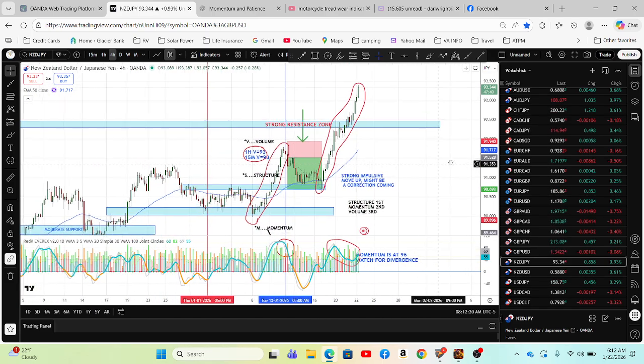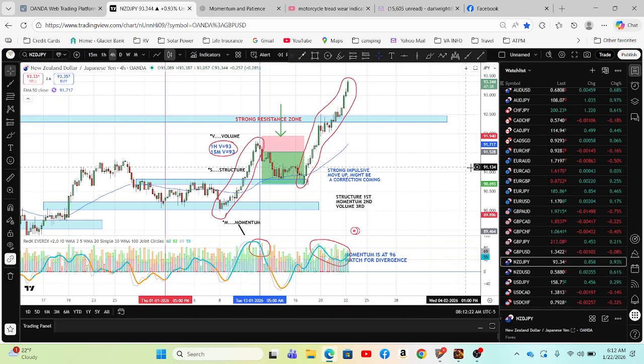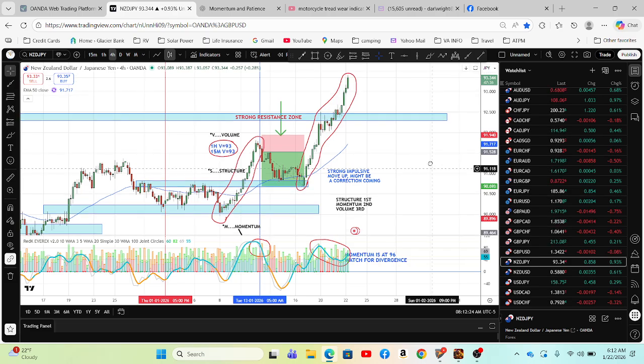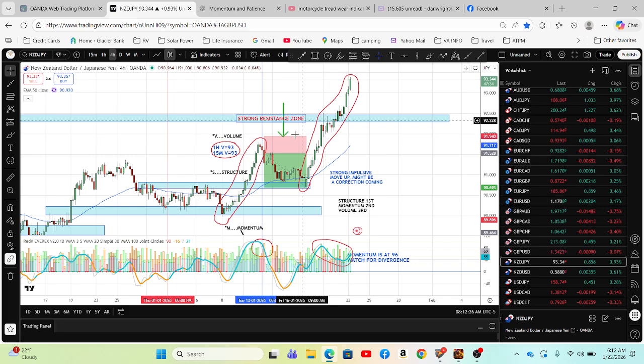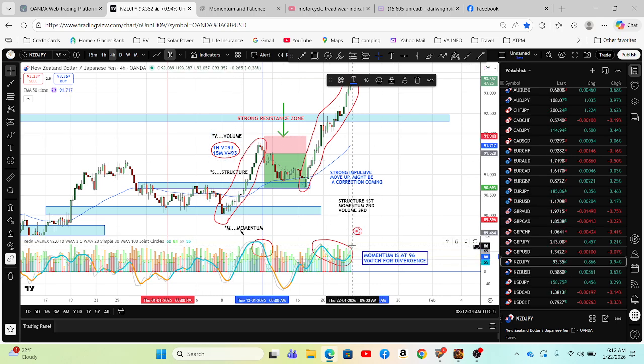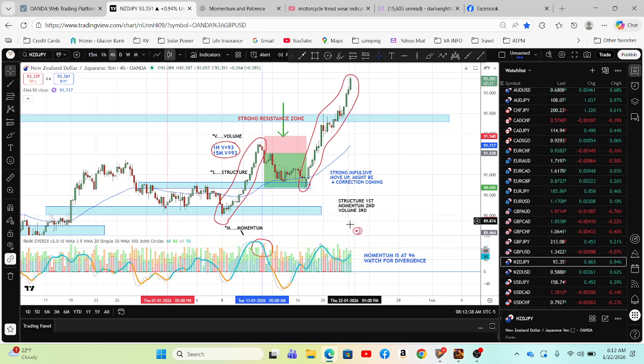I'm not looking to jump on this bandwagon or anything. I'm looking for VMS opportunities, and that's structure first, then momentum, and then volume. So I'm just looking down here at our play notes. Okay, follow me here. This is divergence. We got a high, and that is at 95. Very strong. I said 96 there or whatever. So we want to see this.